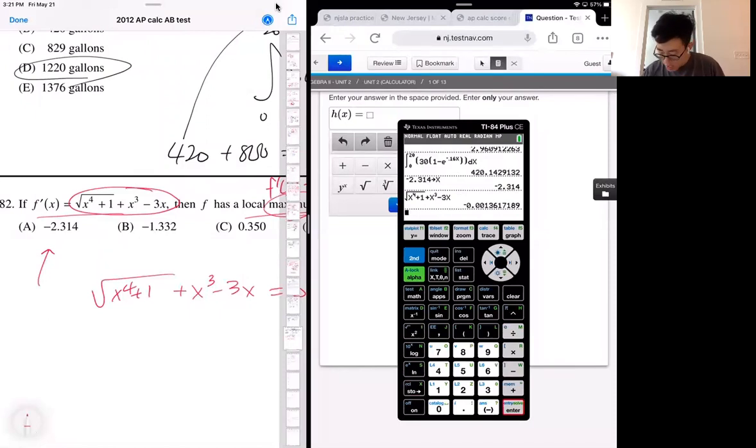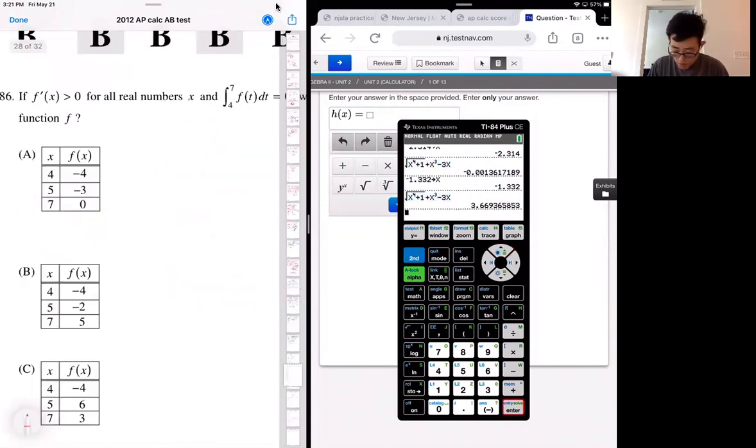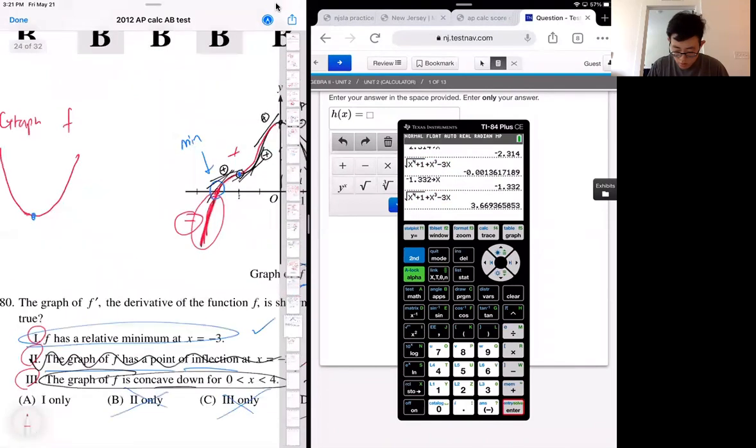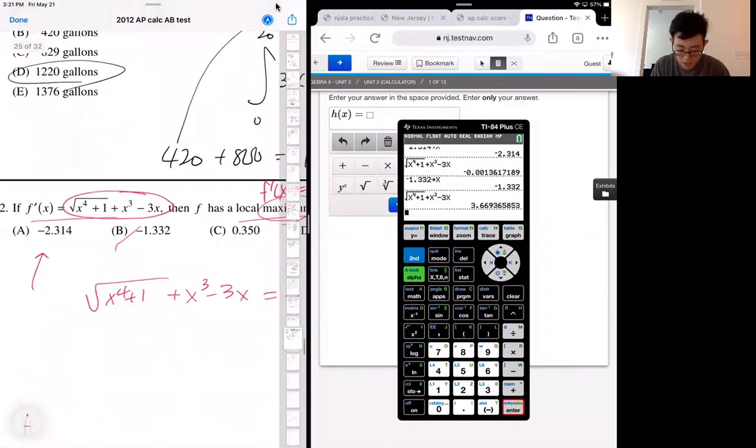So let's try answer choice B, negative 1.332. Store that as x. And then if I just copy and paste the top one, you get 3.69. Now that certainly is not going to be a solution no matter what you do.